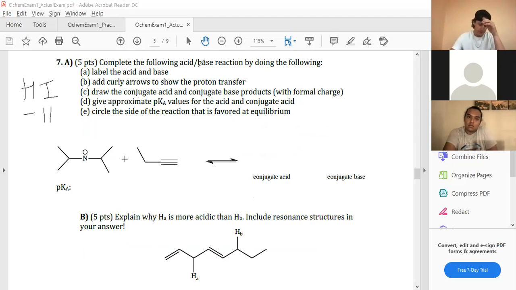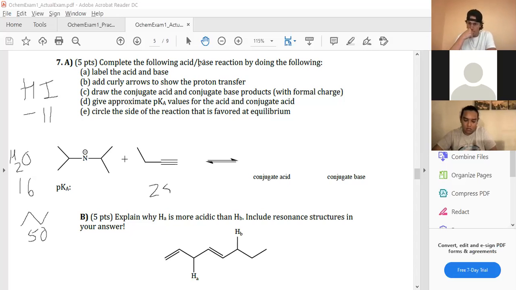It's about -11. Water is about 16. If you had something like an alkane, this is about 50. So everything has a pKa when it comes to a proton, right? So basically you just have to label what the relative strength of the pKa is. Does anyone know what the pKa is of an alkyne? Or you guys have no clue? 25. It is 25 on the dot. That is that proton coming off here.